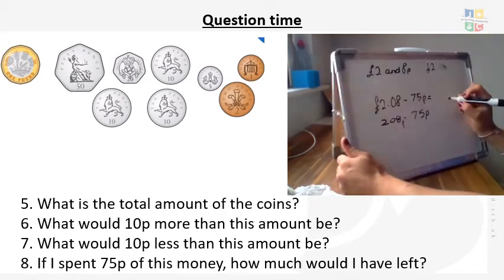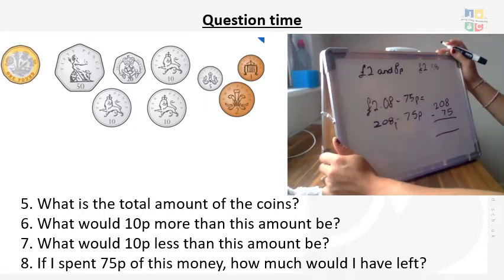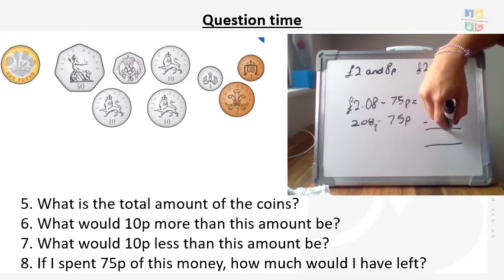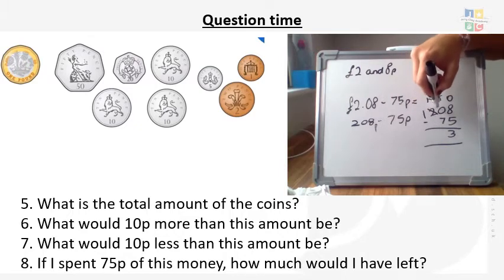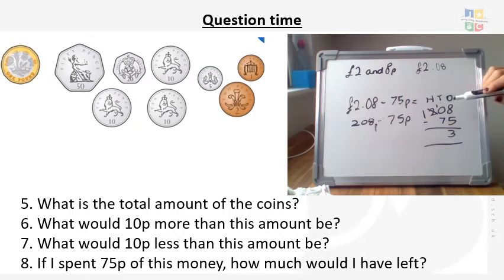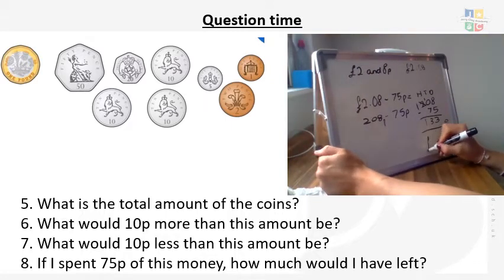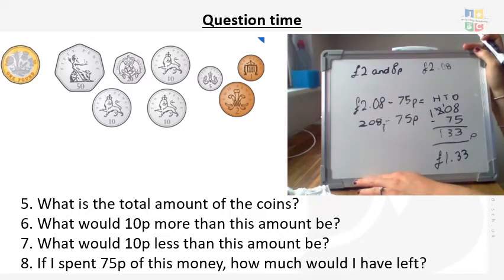In order to work this out, I could do my column method. If I did my column method here, I could do 8 take away 5, which is 3. Then 0 take away 7, I can't do, so I would have to exchange 100 for 10 tens. 10 take away 7 is 3, and 1 take away nothing is 1. So your answer would be 133 pence, or as there are 100 pence in a pound, there is £1 and 33 pence.